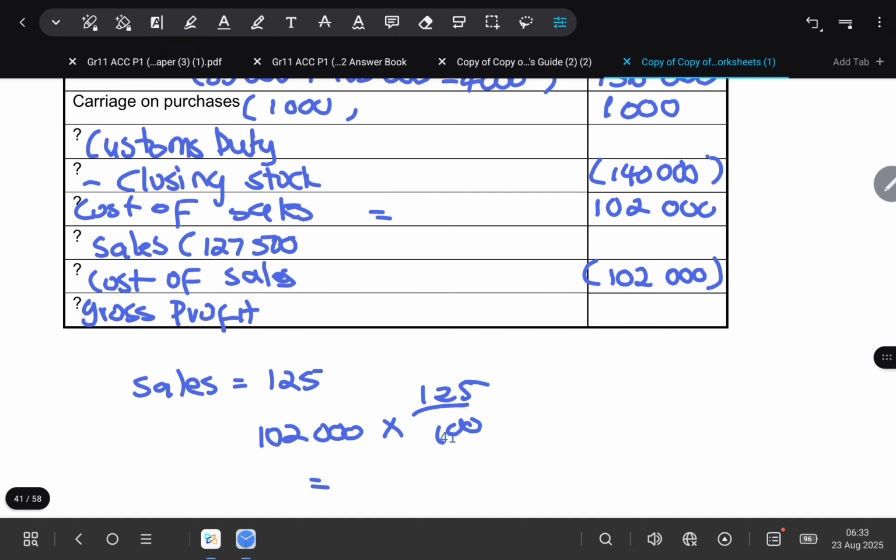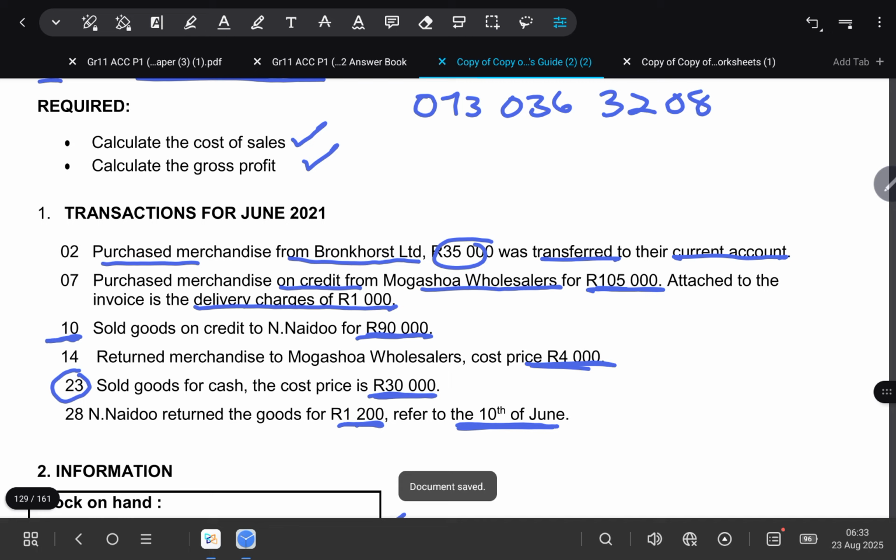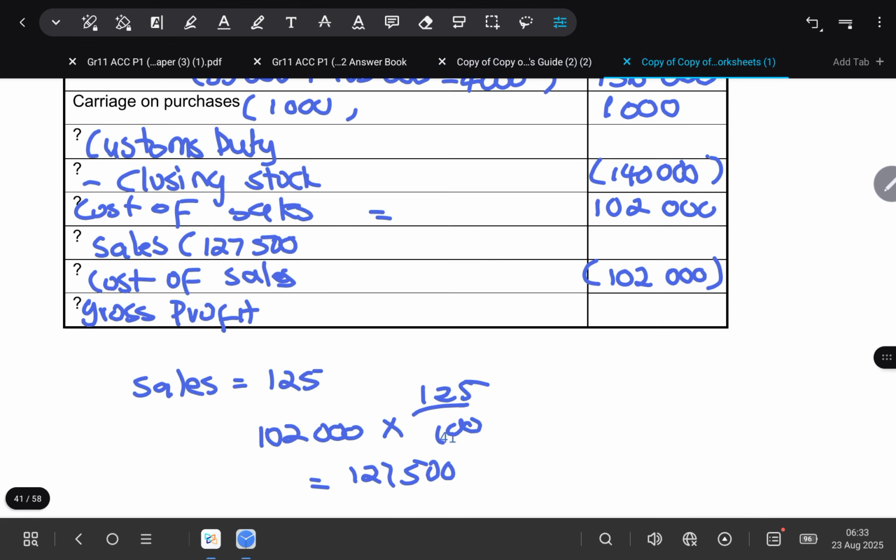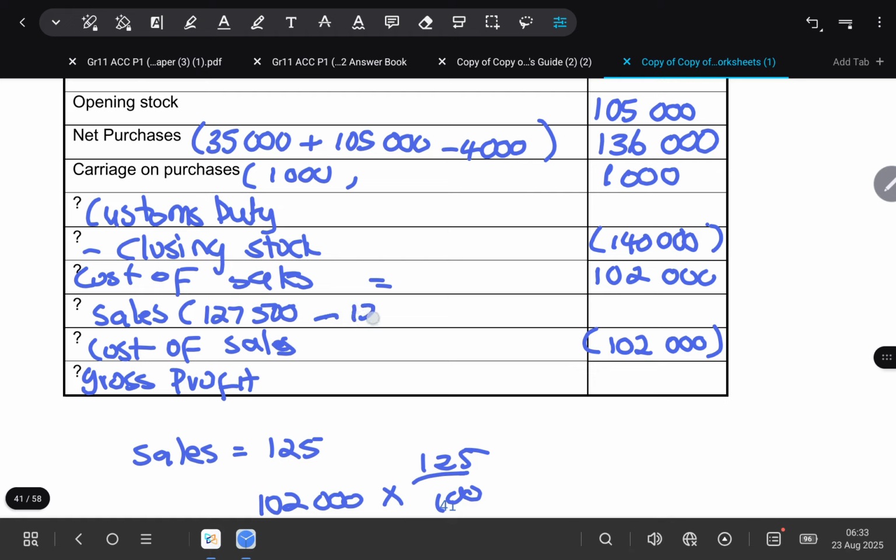Now remember, if you take this 127,500, you need to subtract the returns that they said took place. Remember, you must update your sales. So they said there were some returns that took place and they amounted to 1,200. So if you subtract that 1,200, it will give you the net sales that we are supposed to have. So if we say 127,500, we minus 1,200, it is going to give us 126,300. Okay, so this will be our net sales.